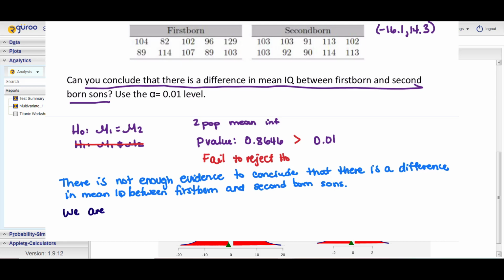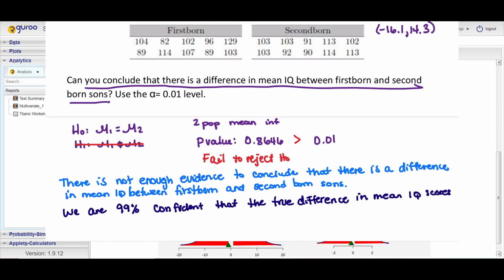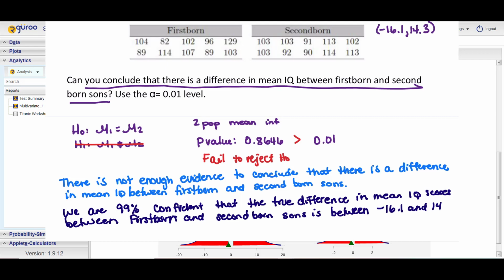We are 99% confident that the true difference in mean IQ scores between firstborn and secondborn sons is between negative 16.1 and 14.3.